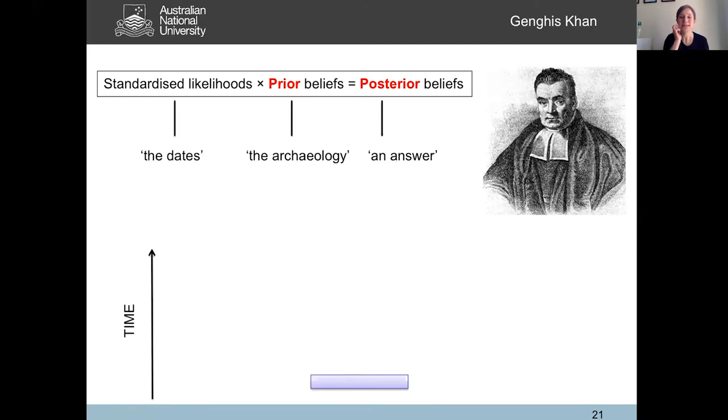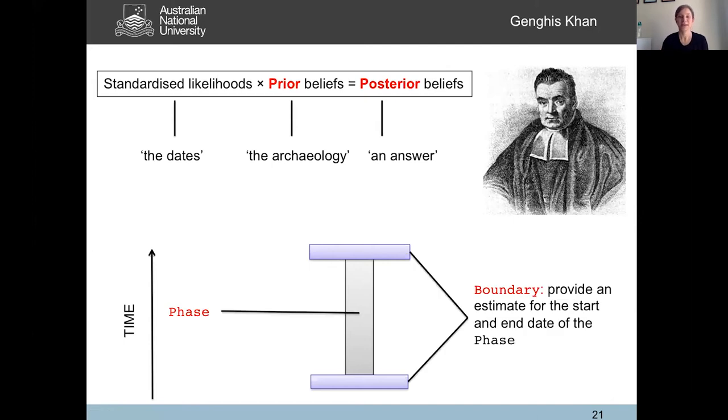So what we can think of in this case study that I'm gonna give you, which is quite a simple one, is that the site starts, and then it continues. So this is where our radiocarbon dates are gonna go, and then it will end. So we have a start date, the continuation of it, and then the end date. In the kind of modeling that we use, we would say that this is a phase of activity, and it's bounded by two boundaries, and these boundaries give us an estimate for the start and end date of a phase. These are not radiocarbon dates themselves, they're the result of the statistical analysis of the radiocarbon dates combined with this phase here.